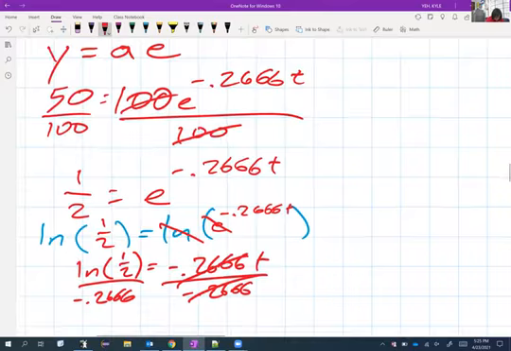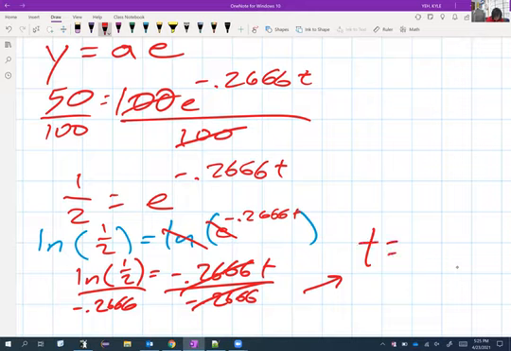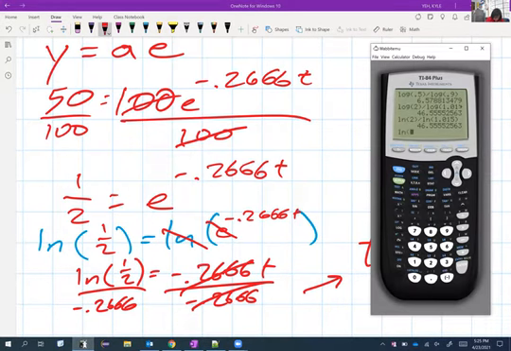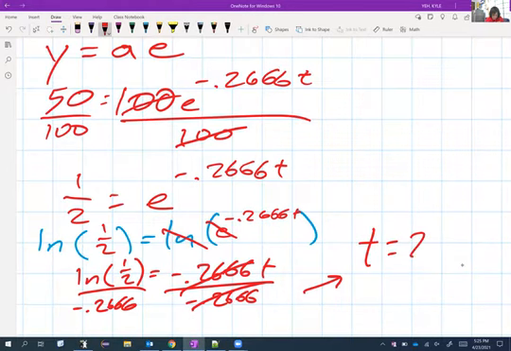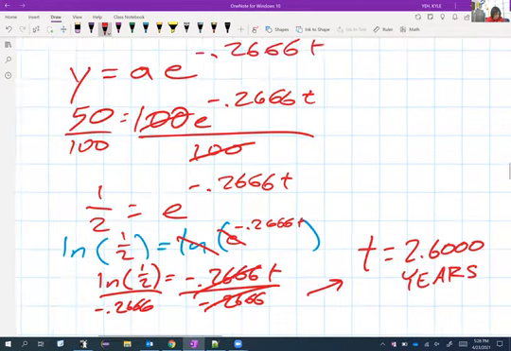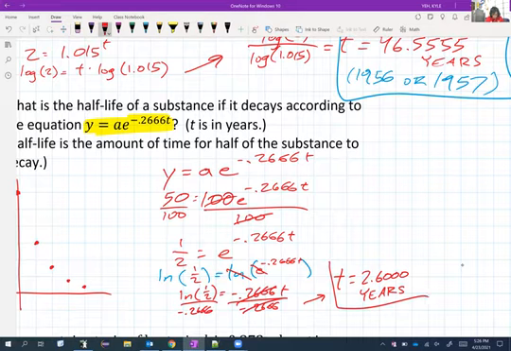And we get that t equals, let's plug it in a calculator, natural log of 1/2 divided by negative 0.2666, about 2.6000 years. I think it said it was in years. If we round, 2.6 years. So every 2.6 years, half of the substance is going to decay.